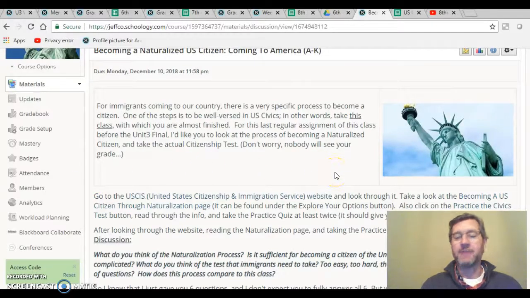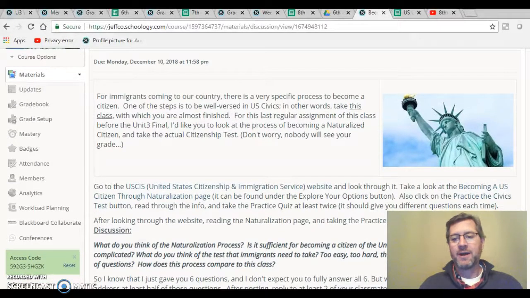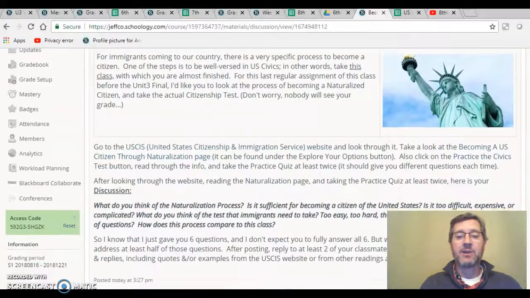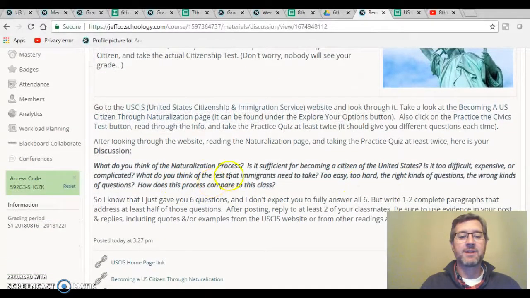What you will be doing is you will take the actual test that people who move to our country and want to become a citizen have to take in order to become a citizen. And since this is a U.S. government class, this is the sort of class that people who want to become naturalized U.S. citizens would have to take. So I thought it would be a good idea for you to take it as well and look at the process. You'll look through the process, what we call the naturalization process, from the amount of money people have to spend to the timelines to the actual test, other forms and things. So you'll look through all of that.